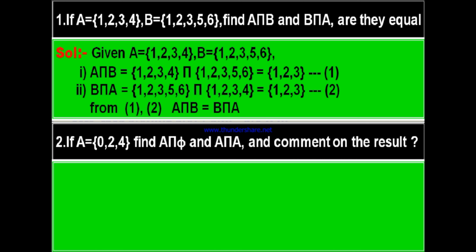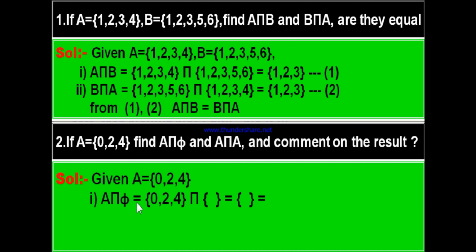Here is the solution. First we have given that the set A is set 0, 2 and 4. Now what to find? We have to find A intersection phi first. A intersection phi is equal to, A means set 0, 2, 4. Intersection phi means an empty set. Now intersection means common elements. Since there are no elements in the second set, there is no question of common elements. Since there are no elements in second set, the intersection is an empty set only, which is equal to phi.